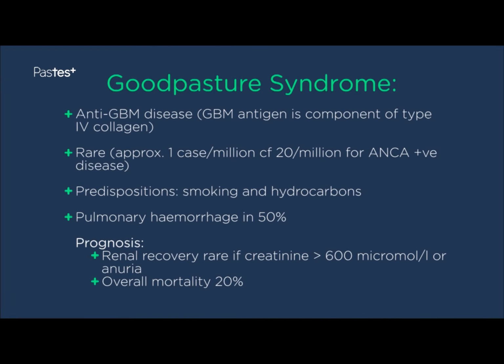So in Goodpasture syndrome, the anti-GBM antibody is directed against an antigen within type 4 collagen. It's a rare condition. We see perhaps 1 case per million population, and that compares with 20 per million for, for example, ANCA-positive disease. The predispositions to Goodpasture's include smoking and hydrocarbon exposure. Pulmonary hemorrhage will be seen in approximately 50% of patients.